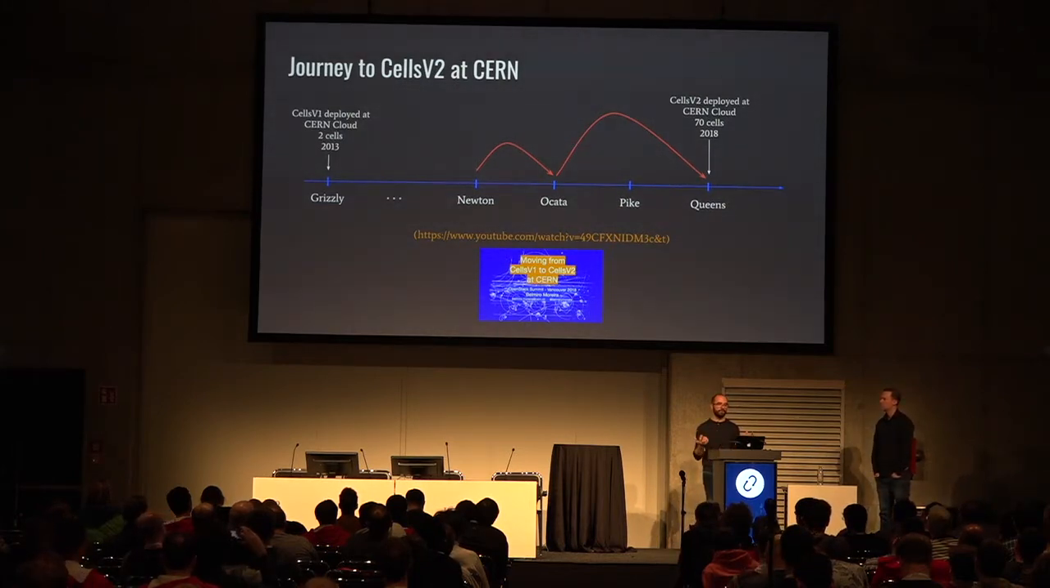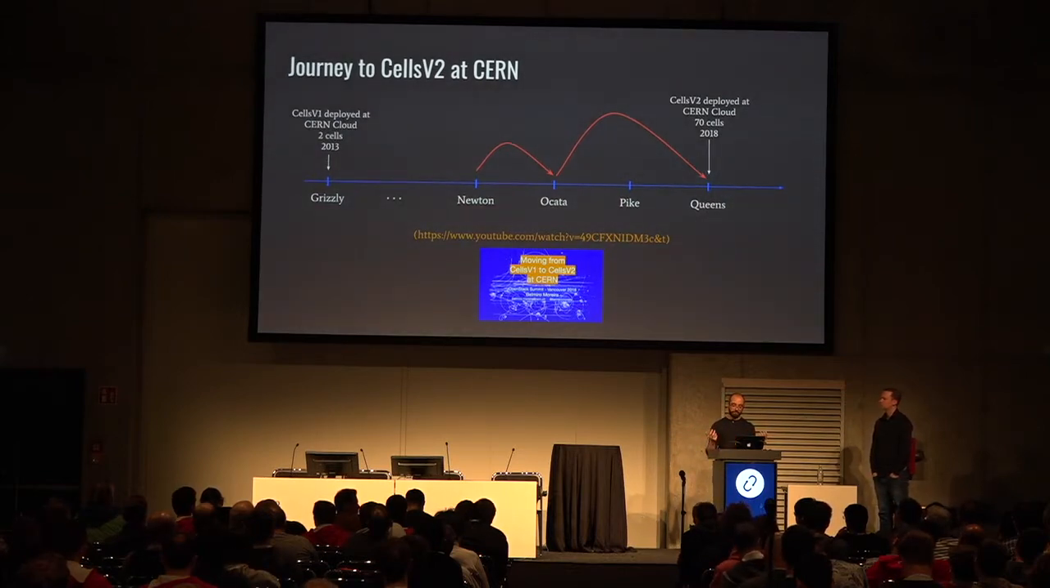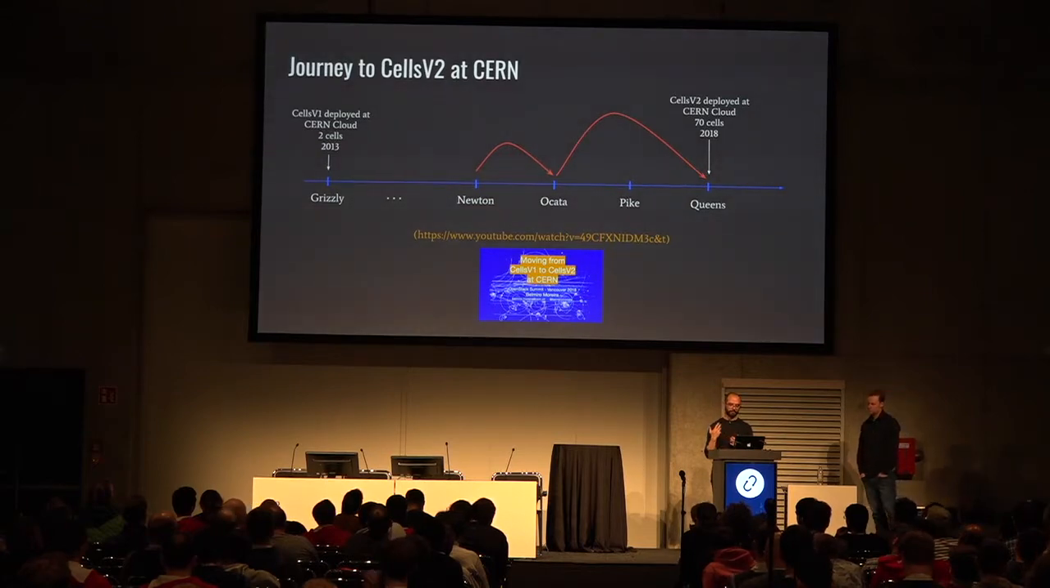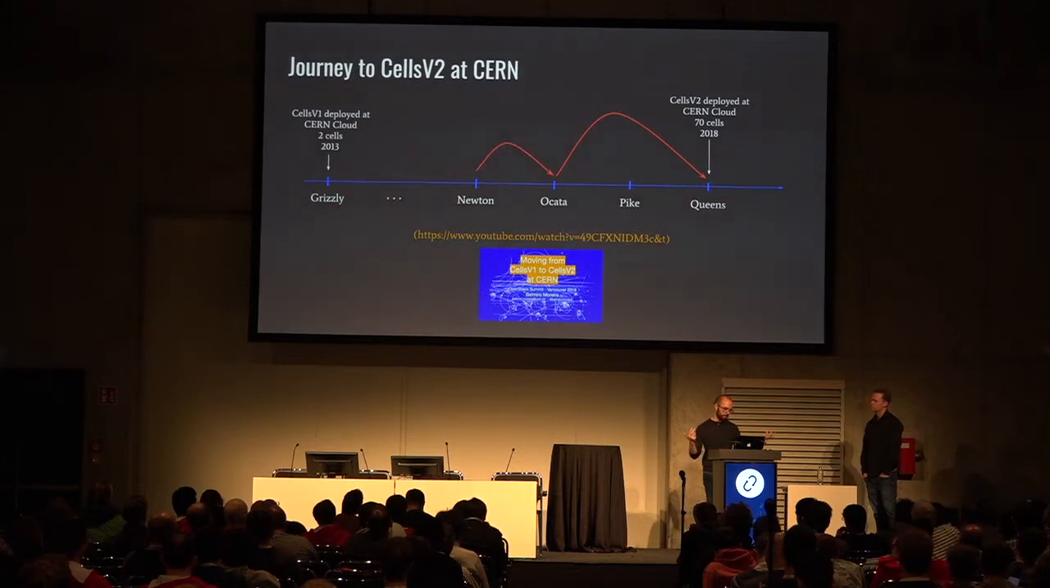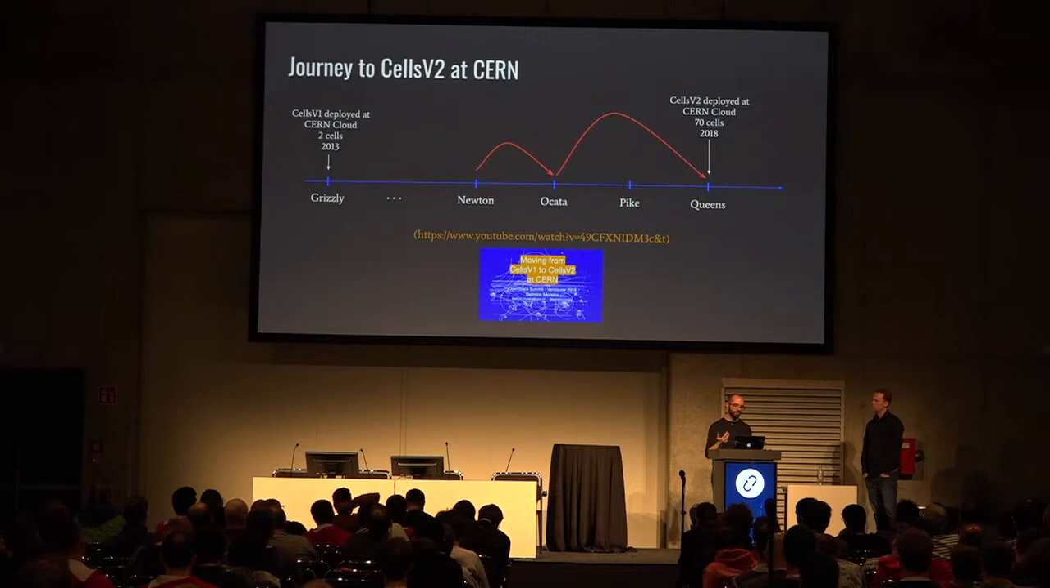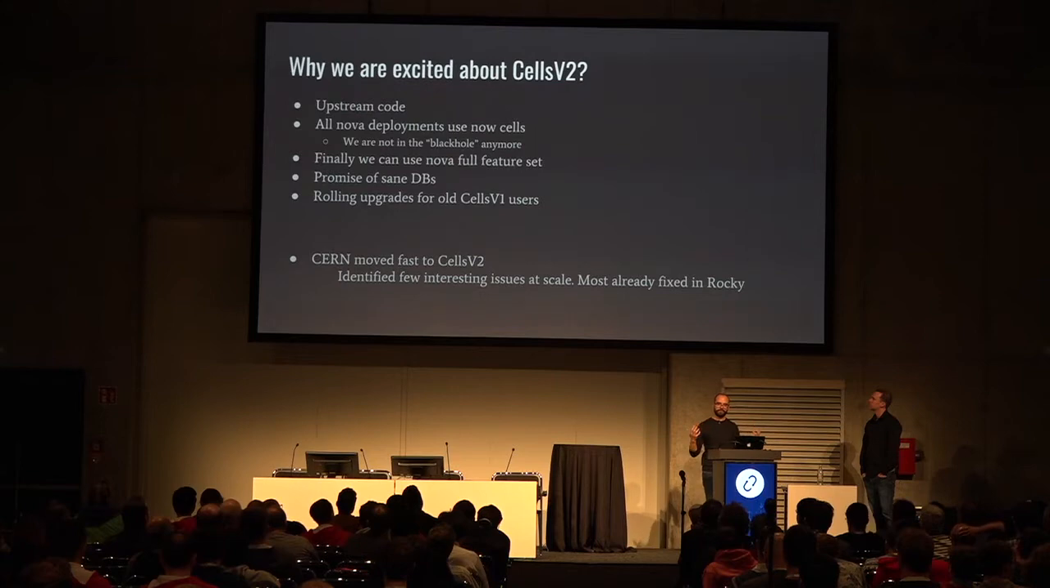We did the upgrade and migration at the same time. At that time, this was April this year, we had 70 cells, more or less the nodes that we have today. This was very challenging. If you want to know more about how we did this upgrade and this migration, I did a talk last summit describing this. But what this is about today is CellsV2 and our experience with it.